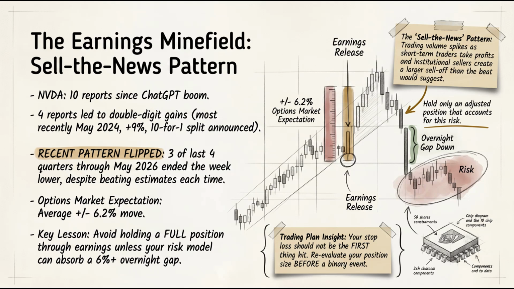Earnings are a minefield for any trader. Since the AI boom began in late 2022, Nvidia has reported earnings 10 times, while the stock posted double-digit gains 4 times, including the May 2024 split announcement. The trend has recently shifted. In 3 of the last 4 quarters leading up to May 2026, the stock finished the week lower, even after beating earnings estimates. Because the options market expects a move of 6.2%, the lesson is clear. Never hold a full position through an earnings announcement unless your risk model is designed to survive a 6% overnight gap.